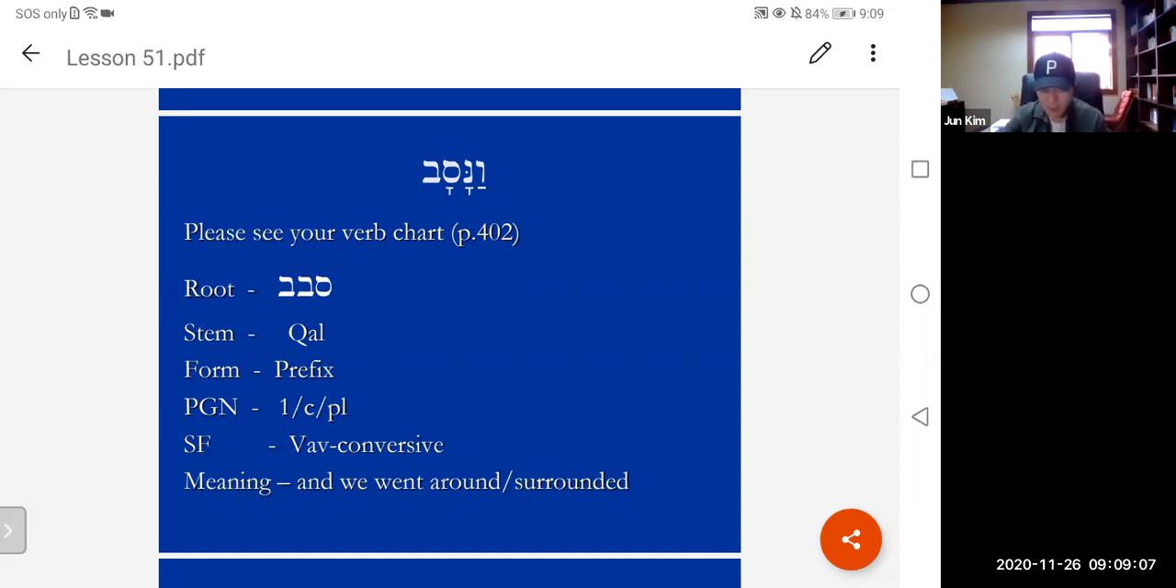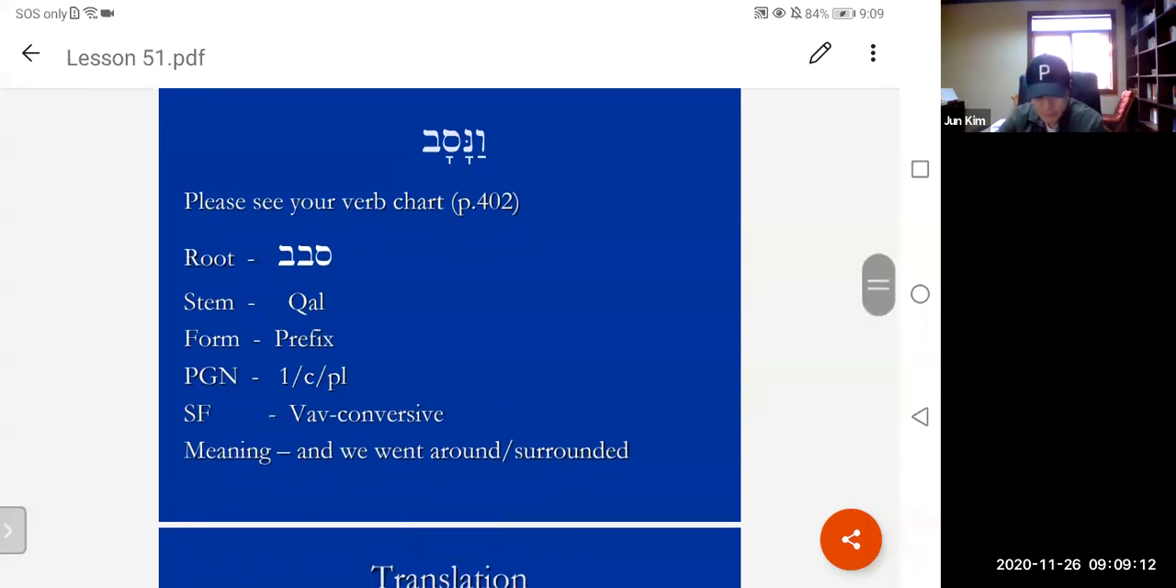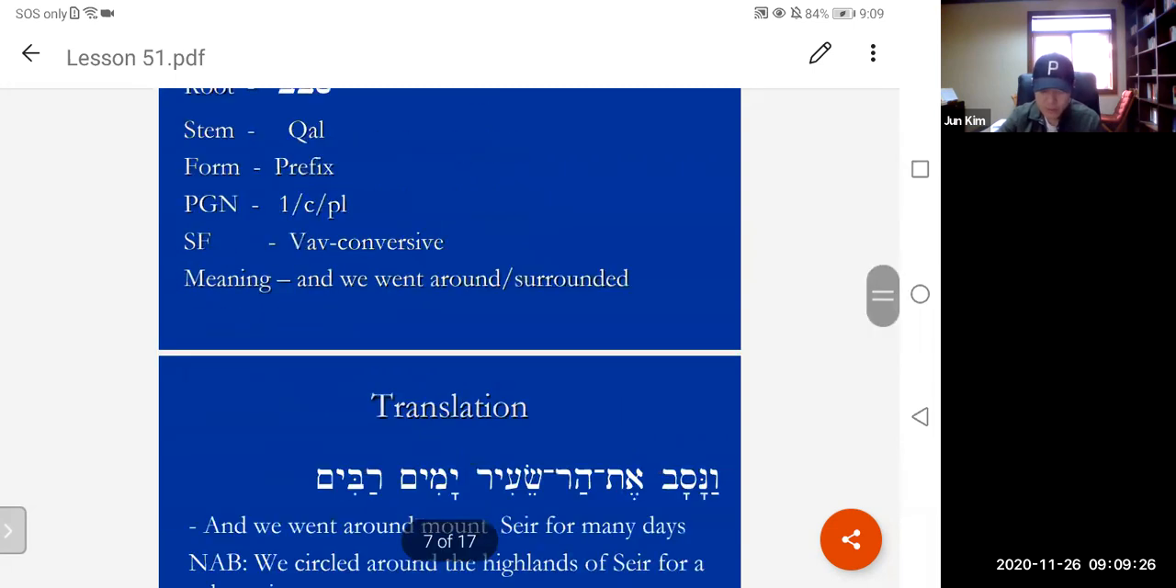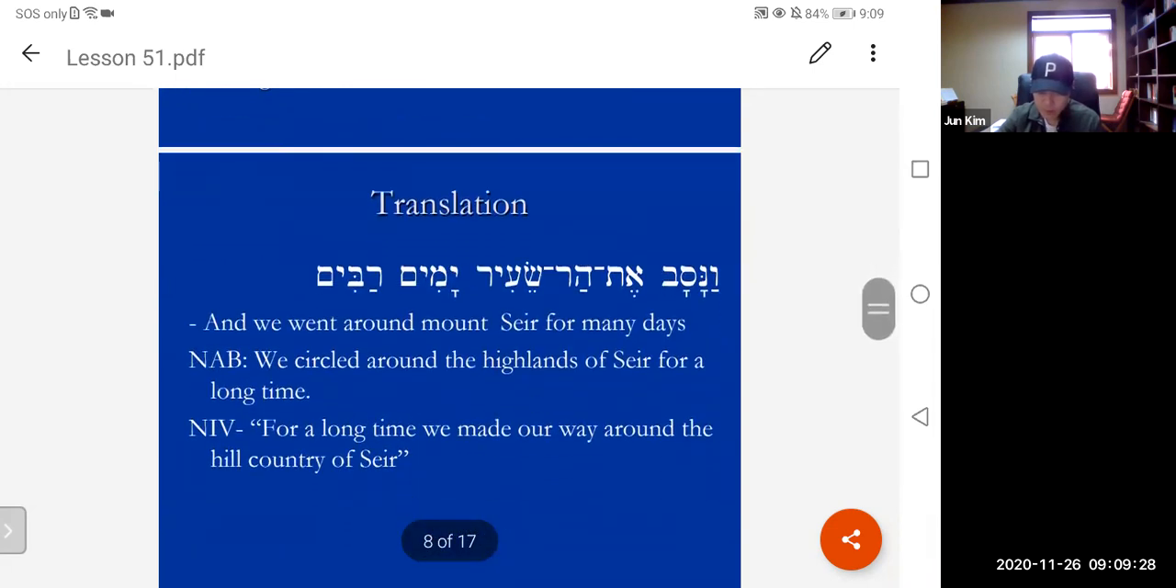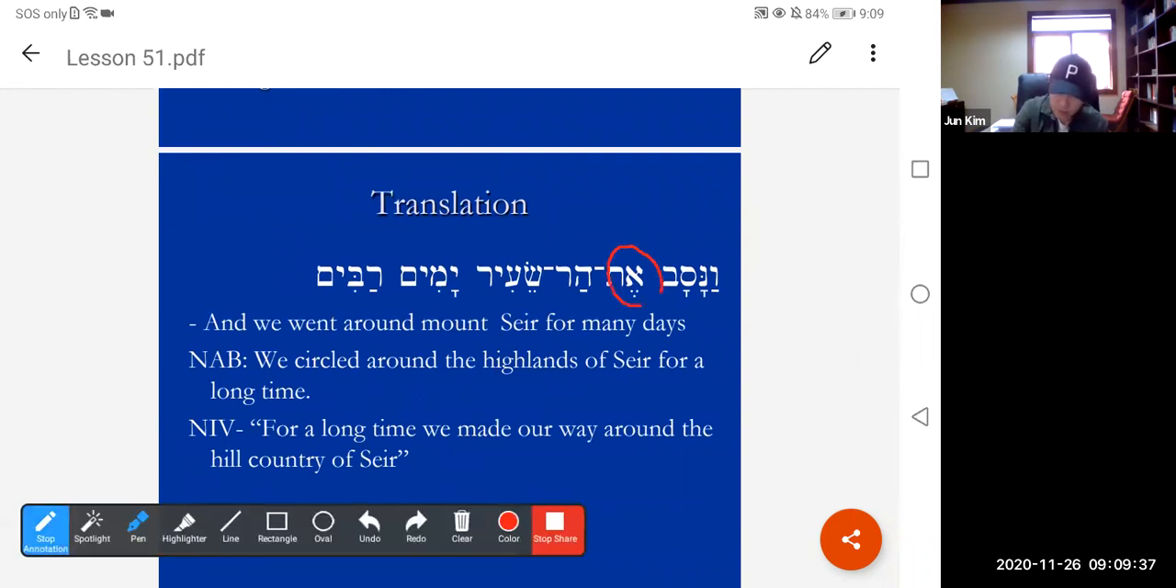So now, the analysis of nasab: it's sabab, with a prefix 1CPL, and verb conversive, and the meaning of sabab is to go around or to surround. And we went around, and what? As you can see, this is the direct object marker, and har is mount, and then Seir is a proper noun. So it refers to Seir.